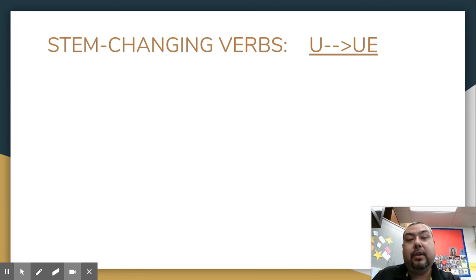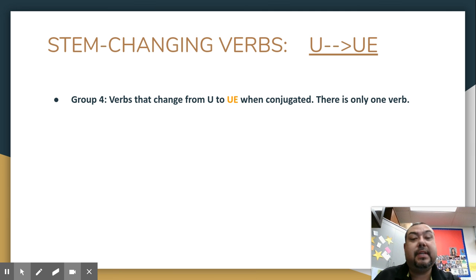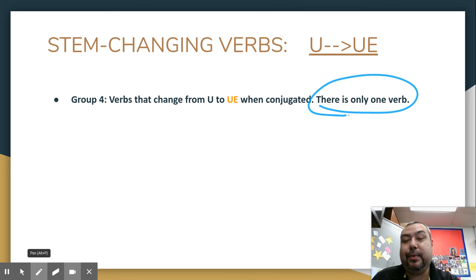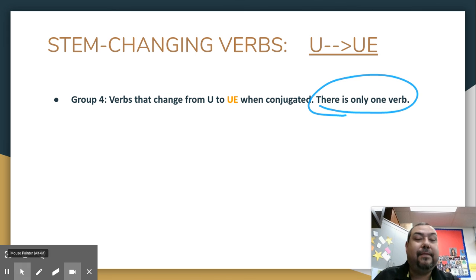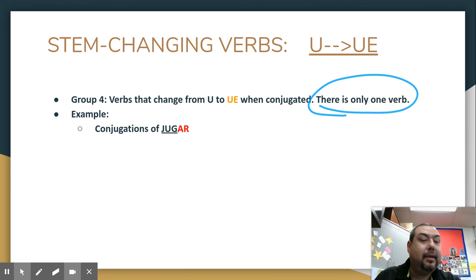Excellent. Now that you are done with the first 3 groups, let's look at the 4th group. Now, the 4th group is going to be verbs that change from U to UE. And good news, there is only one in this slide, so I want to do it for you pretty much. The verb is one that you guys have seen before, and that's the verb jugar. And remember, jugar means to play a sport or to play a game, not to play an instrument. That's a different verb.